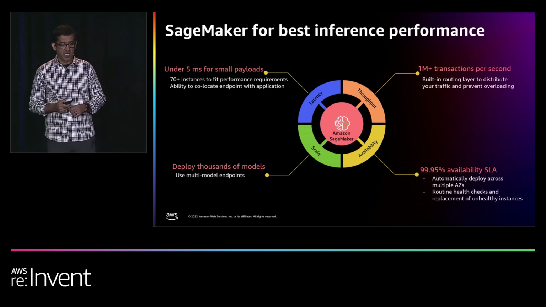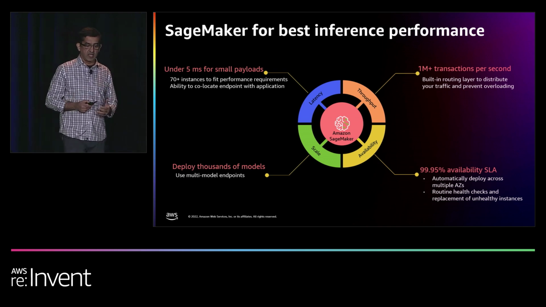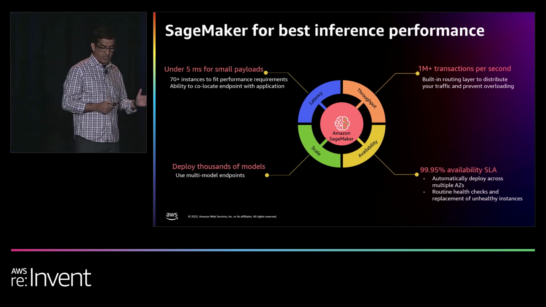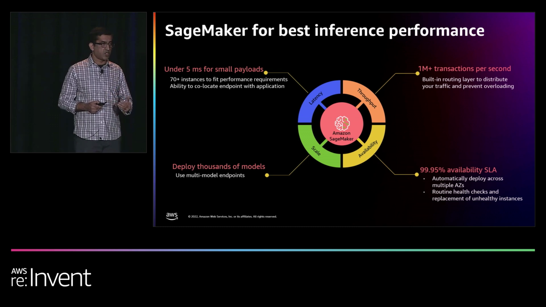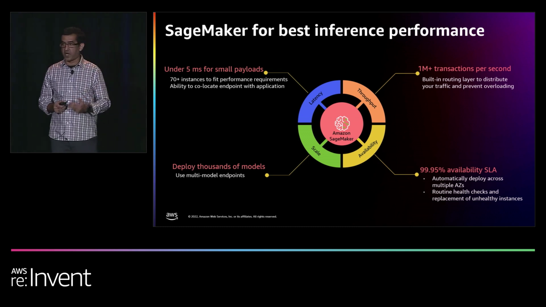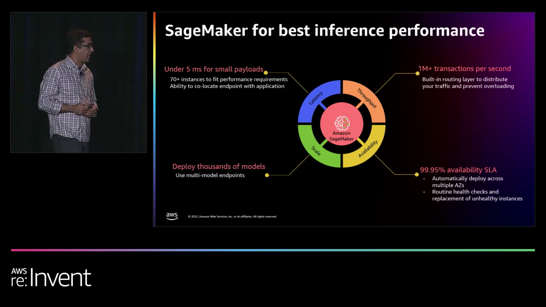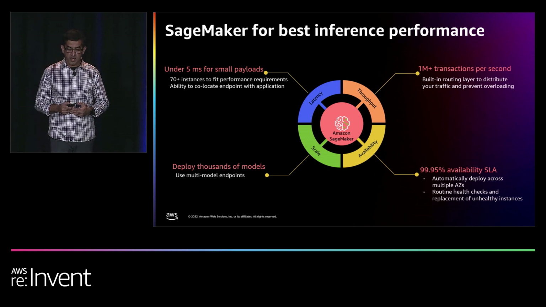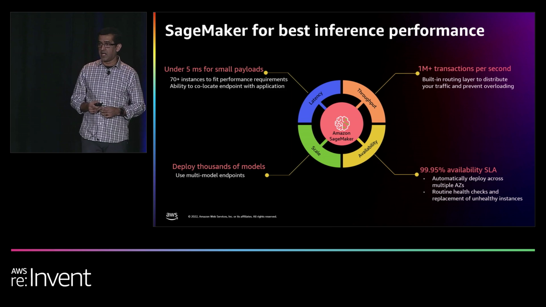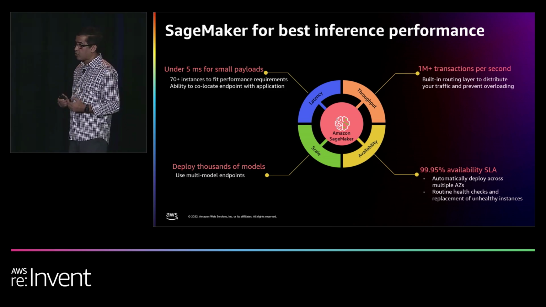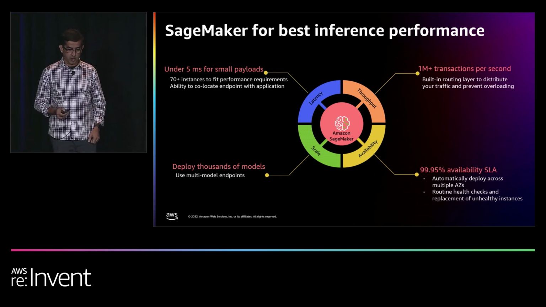How about throughput? SageMaker has a built-in smart routing layer under the hood that will distribute your traffic across all instances that your endpoint is hosted on. So with this, you can scale to serve millions of transactions per second per endpoint. SageMaker guarantees an endpoint availability of 99.95%, and it will automatically deploy your model across multiple availability zones. And finally, scale. You can deploy thousands of models behind a single endpoint using SageMaker's multi-model endpoints.